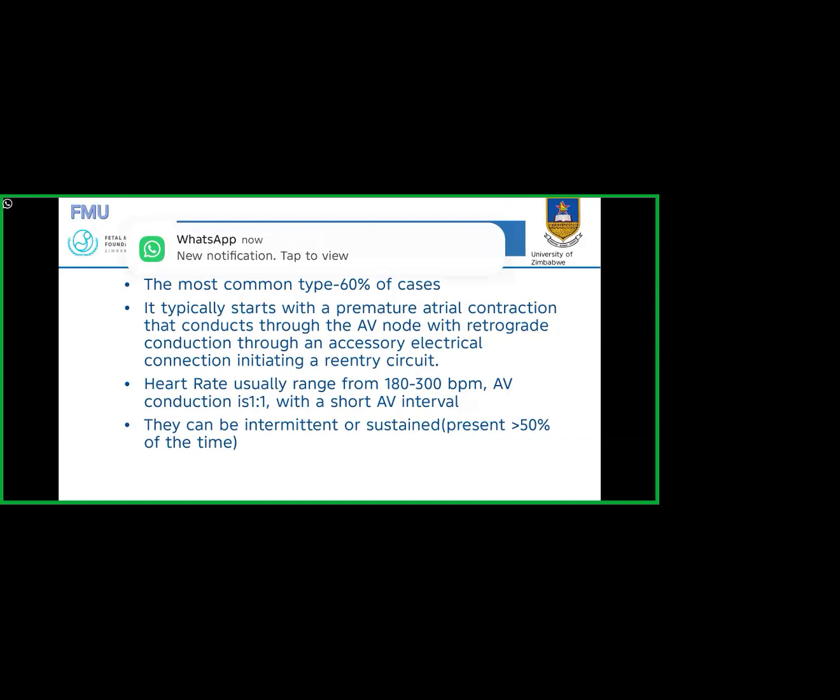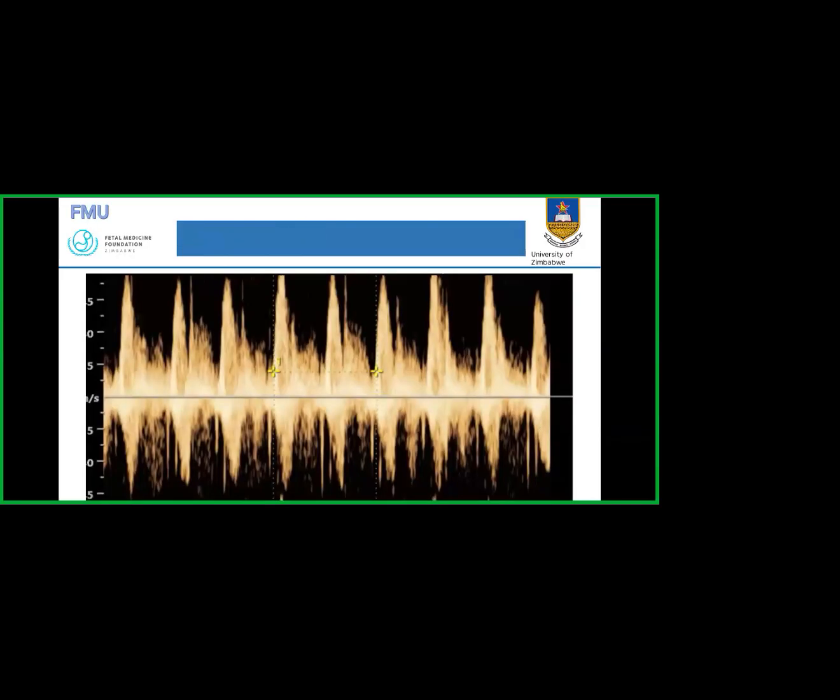So we've got an accessory connection. The heart rate usually ranges from 180 to 300 beats per minute. AV conduction is 1:1 with a short AV interval. They can be intermittent or sustained. If they are sustained, it means they are present more than 50% of the time.